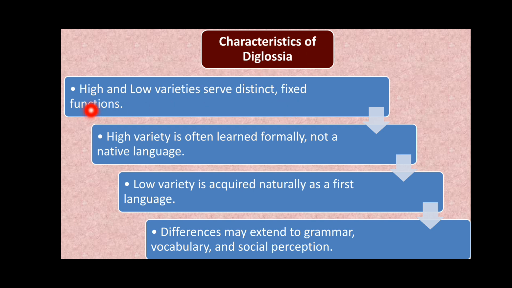Characteristic of diglossia: high and low variety serve distinct and fixed functions, right? The function of high variety, as I told, is education, official correspondence, news channels, media, etc. And high variety is often learned formally, not as a native language, while low variety is acquired naturally as the first language. So we can't find such a thing in register, because low variety is acquired naturally as a first language, but with register we don't have that. Differences may extend to grammar, vocabulary, and social perception in diglossia.